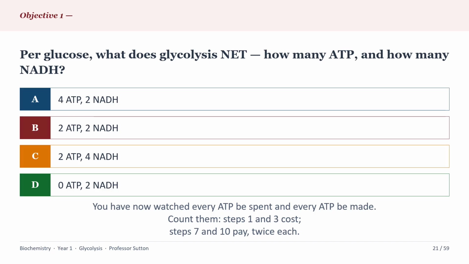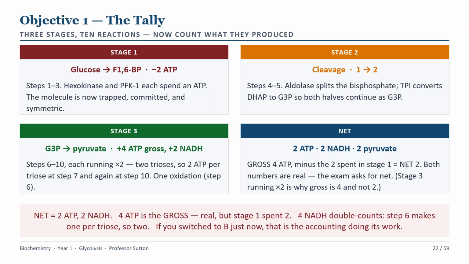If you wrote 4 ATP at the start and you switch to 2 now, you've understood what's going on. So let's look at the tally. Look at what you wrote down. Count out loud. Stage 1, 2. Stage 3, make 4. That's your gross. Your net is 2.